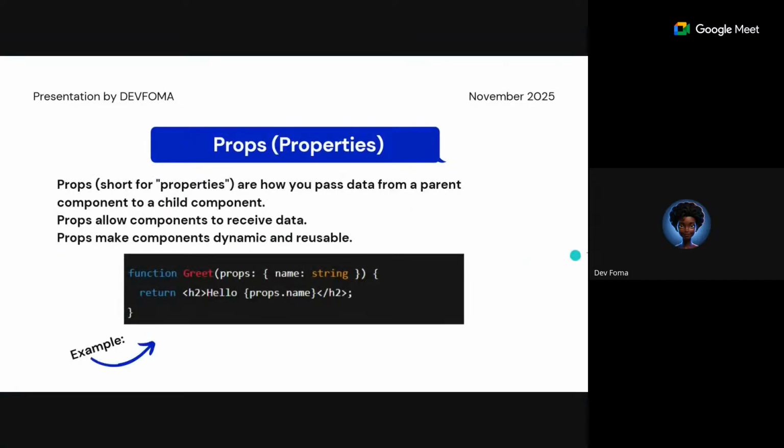Okay. Now props. Props is short for properties. They are how you pass data from a parent component to a child component. Props allow components to receive data. Props make components dynamic and reusable. So you can see props as like an argument you pass in to your components.